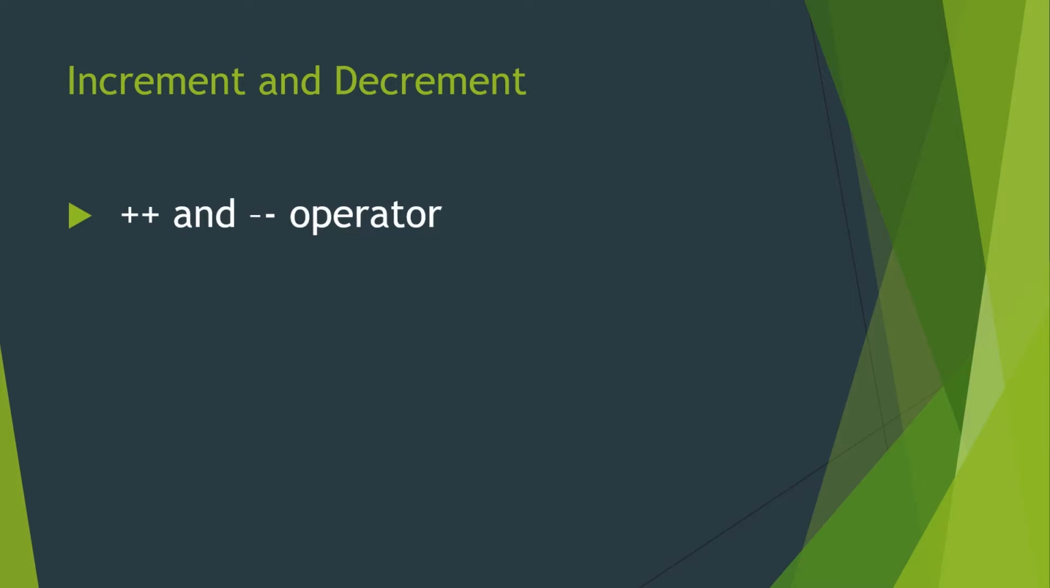Increment and decrement, it's the plus plus and minus minus operator, and plus plus is used to increment. So let's say we have 45, we do plus plus, it increments it by 1, and the same with the minus minus, it decrements by 1. But we're gonna go through this in Visual Studio, so let's go to Visual Studio.